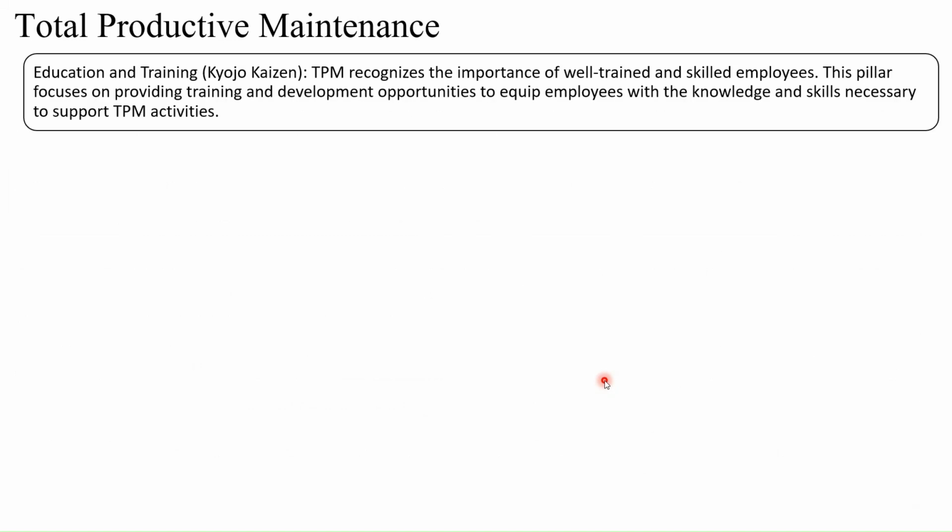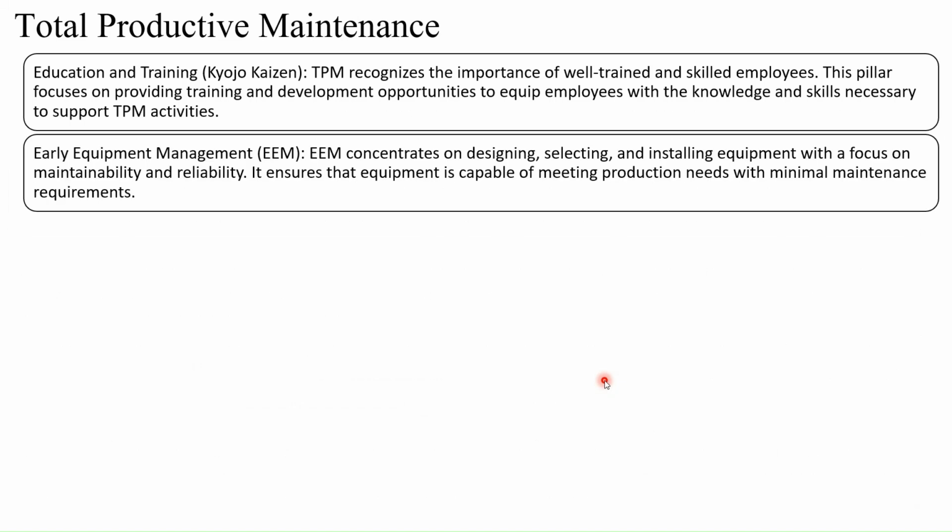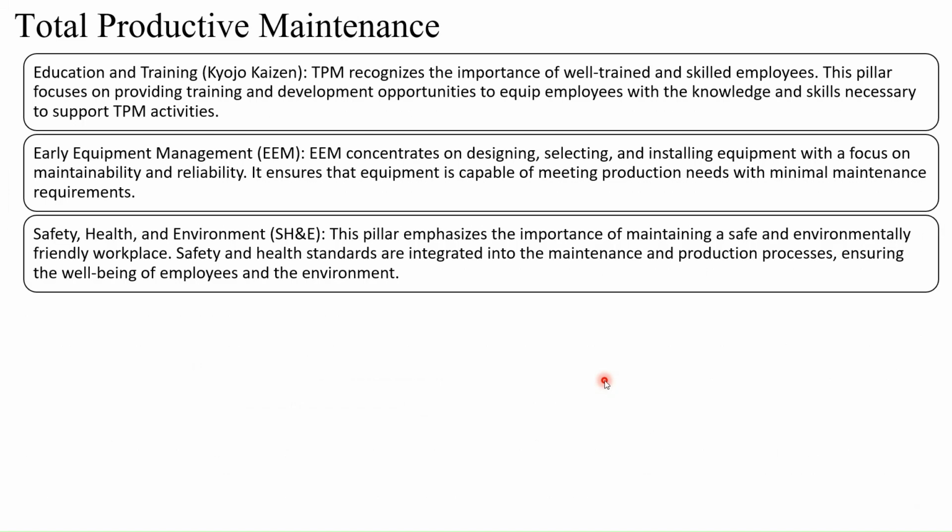Education and training, Kyojo Kaizen. TPM recognizes the importance of well-trained and skilled employees. This pillar focuses on providing training and development opportunities to equip employees with the knowledge and skills necessary to support TPM activities. Early equipment management. EEM concentrates on designing, selecting, and installing equipment with a focus on maintainability and reliability. It ensures that equipment is capable of meeting production needs with minimal maintenance requirements.